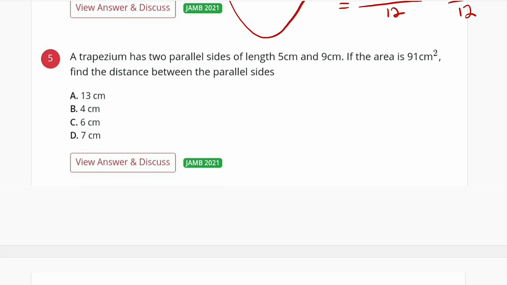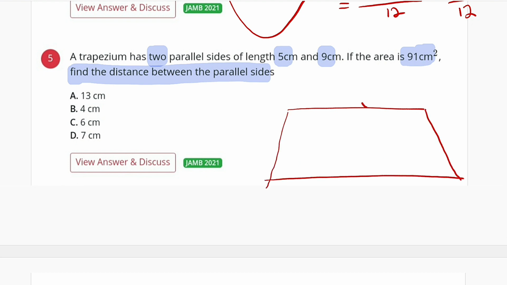A trapezium has two parallel sides of length 5 centimeters and 9 centimeters, respectively. If the area is 91 centimeters squared, we are asked to find the distance between the parallel sides. We are talking about the height. So let me sketch it here for you. Suppose this is a trapezium. These two sides are parallel. No matter how far they extend, they will never meet. So this is 5 and this is 9. We want to find the height.